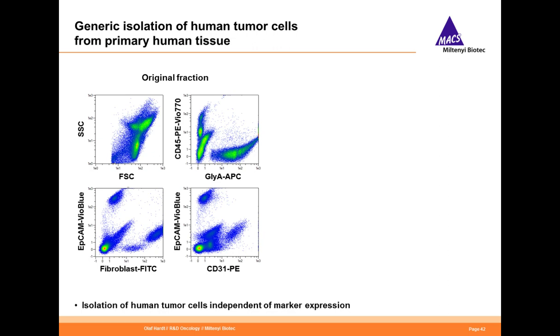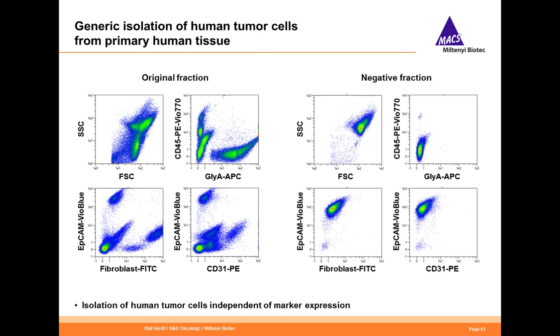You see a lot of white blood cells labeled by CD45, red blood cells by glycophorin A, endothelial cells CD31 positive, fibroblasts, and also the EpCAM positive tumor cells. You apply the labeling, you run it over a column, 20 minutes later, you have a pure human tumor cell fraction.